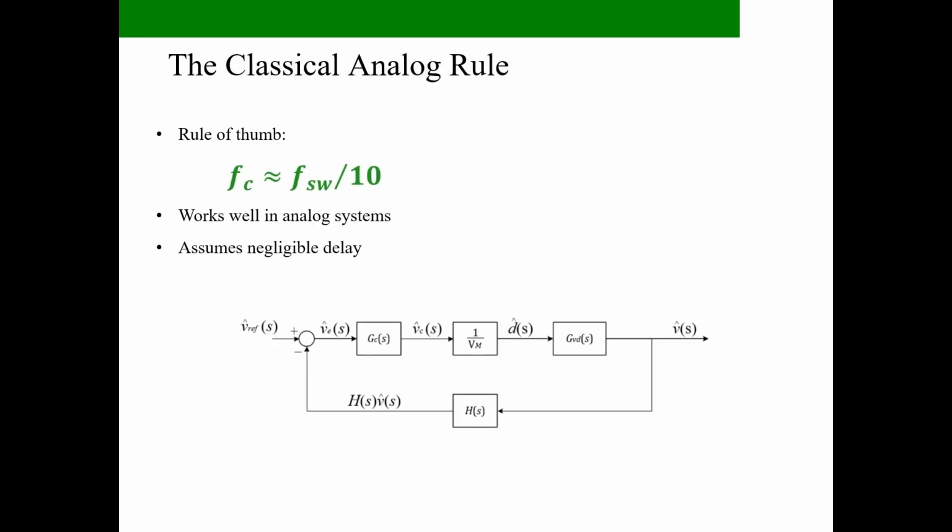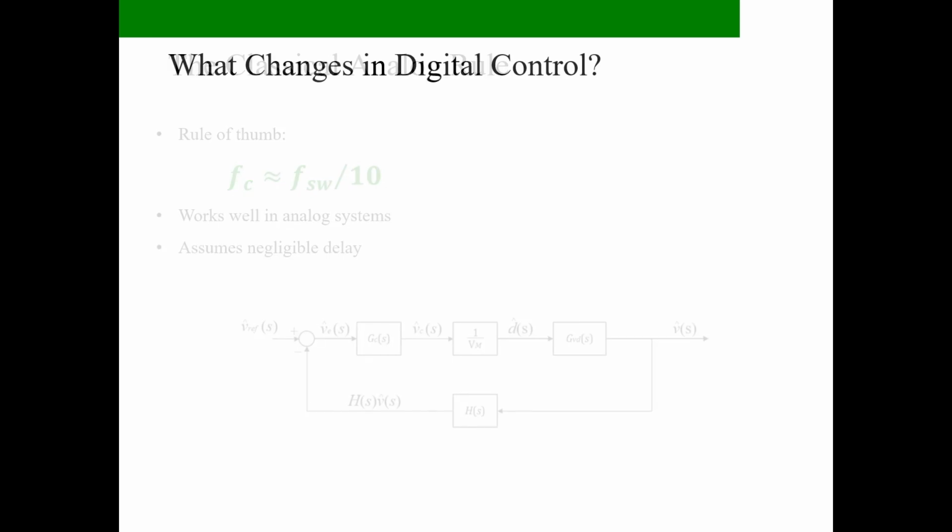In classical analog control design, a common guideline is: choose the crossover frequency around one-tenth of the switching frequency. Why? Because you want sufficient separation between the switching ripple, the LC double pole, and the control bandwidth. In analog systems, this often works well, but digital control introduces additional phase lag that this rule does not consider.